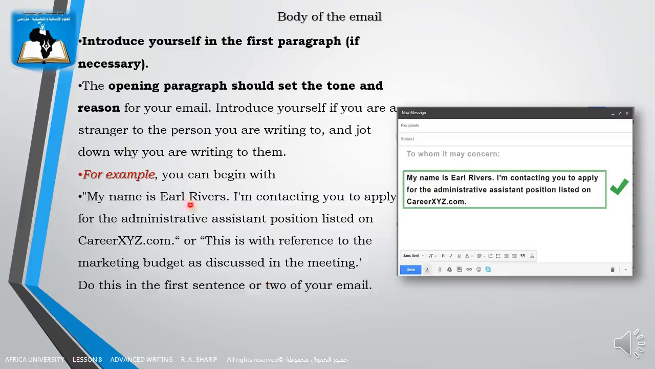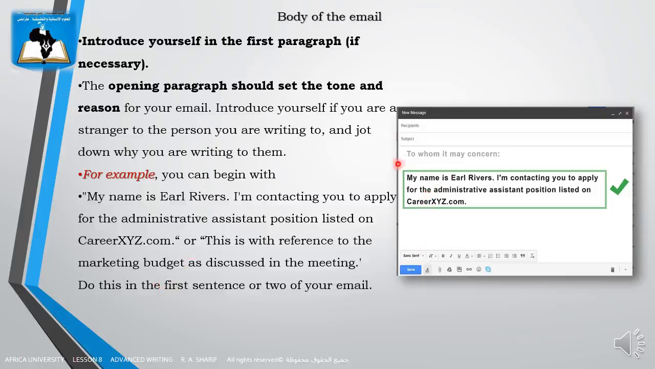So if the people you are writing to don't know you, you need to write your name first and the reason why you are writing to them. Okay, so do this in the first sentence or two of your email. The most important thing is to start your email with the most important information about you, your name, okay, and the reason why you are writing to them. Okay, write it in the first sentence and the second sentence.